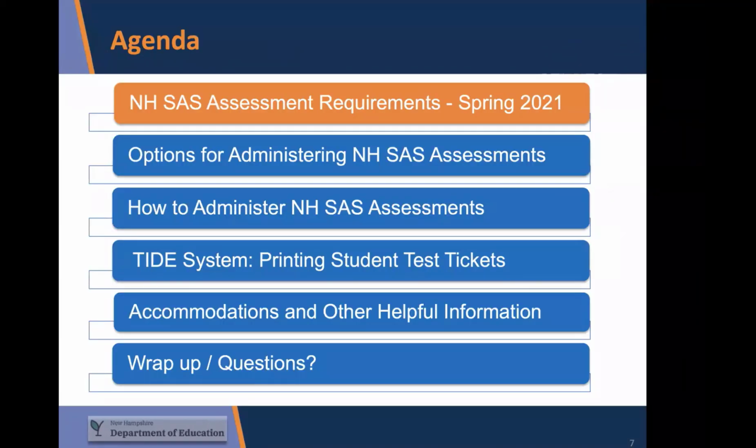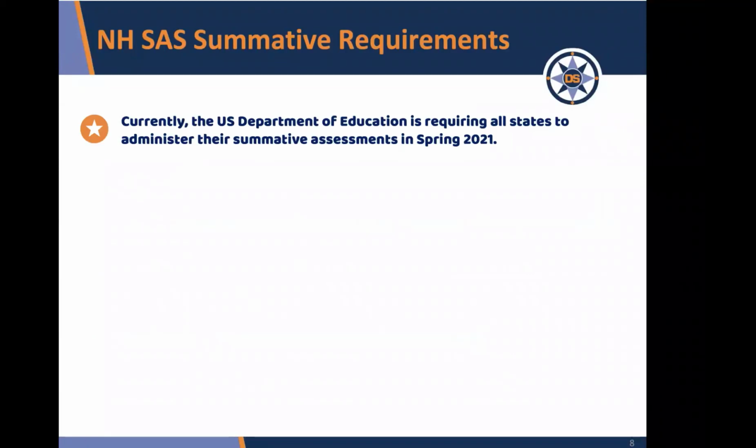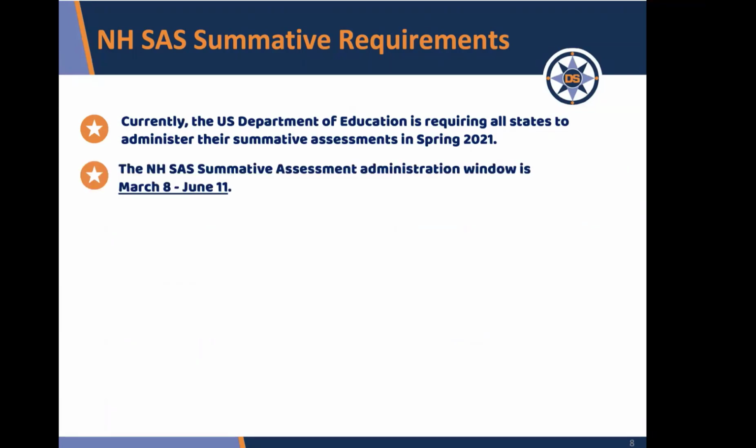So the first thing I want to talk about are the requirements for spring 2021. Right now, the U.S. Department of Education is requiring all states to administer their summative assessments this spring. I say that because I think a lot of people are assuming that it's just the state of New Hampshire. It's all states. It's the U.S. Department of Education that's requiring that.